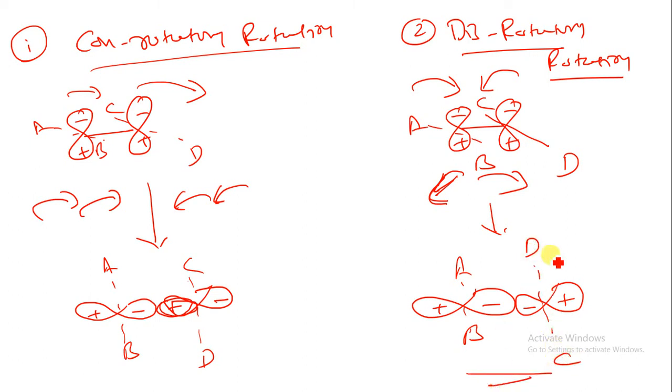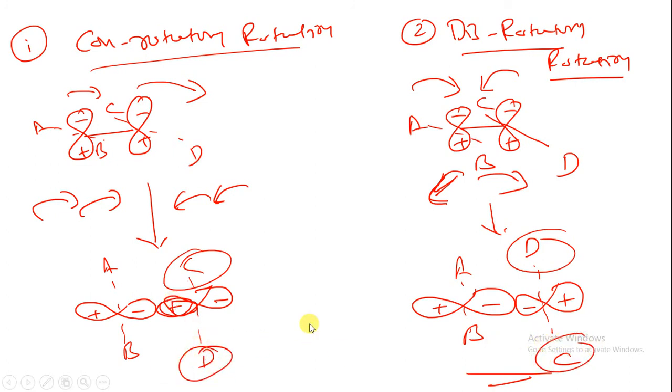Okay, so that is the difference between these two things. Here you can see both the terminal loops have opposite directions, then it is known as disrotatory rotation. If both terminal loops are in a similar direction, then it is known as conrotatory rotation. Okay, so now let us understand the theory part.